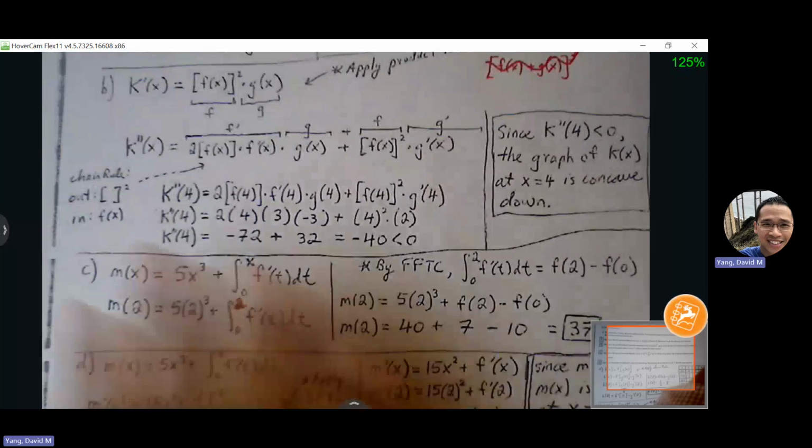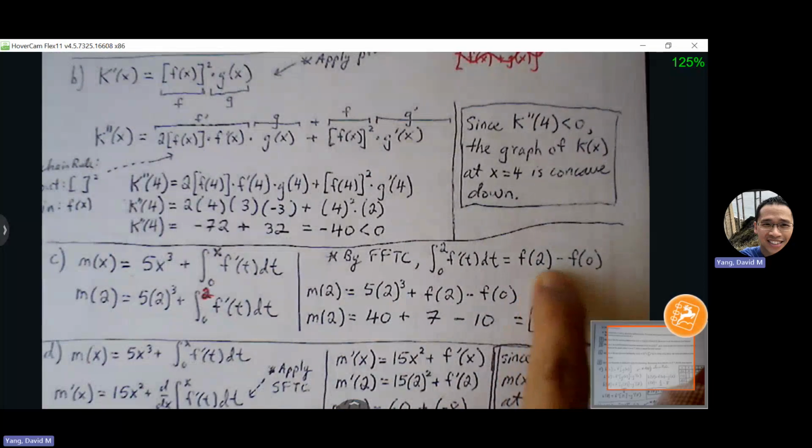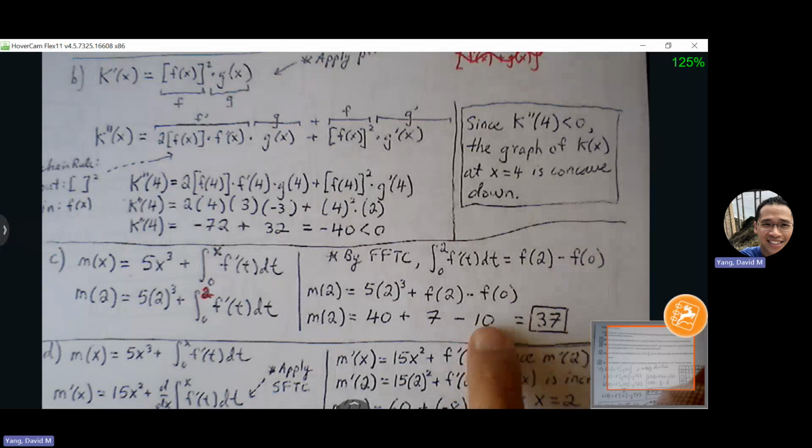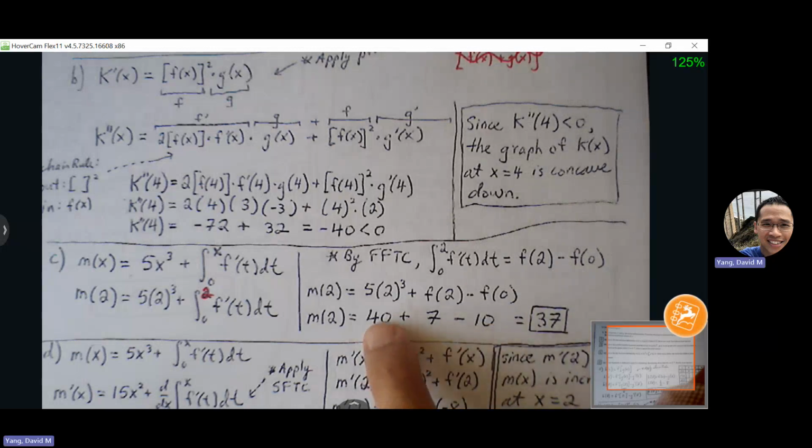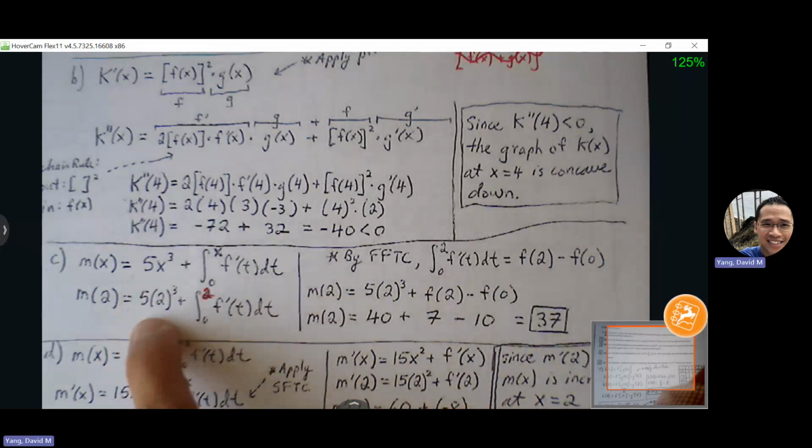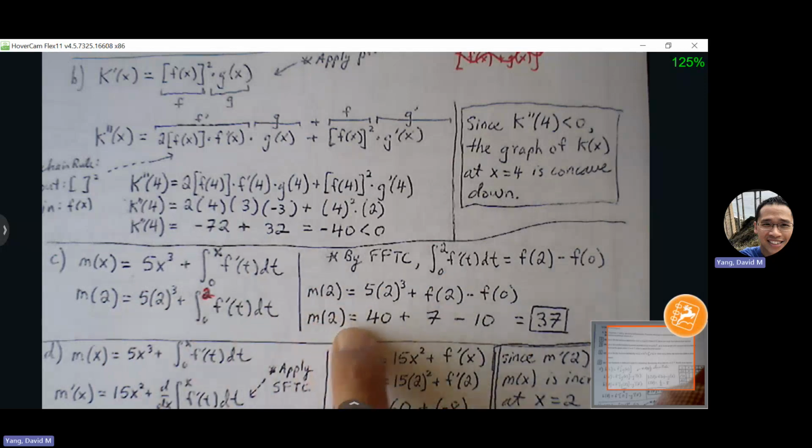And I do f of 2 minus f of 0. That is within our ability because we have a table to work with. So f of 2 is 7 and f of 0 is 10. And then we can find 5 times 2 cubed, 5 times 8 is 40. So we get m of 2 is 37.